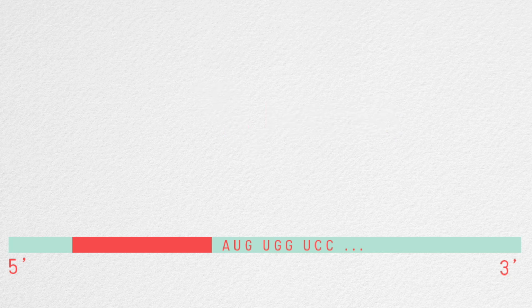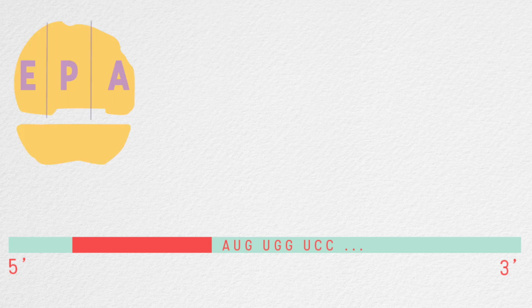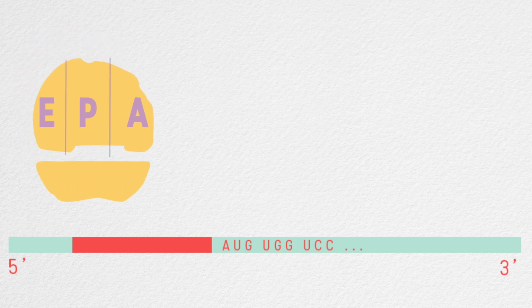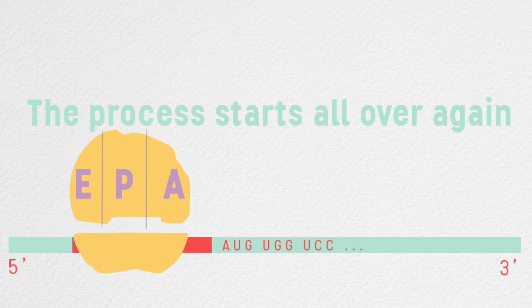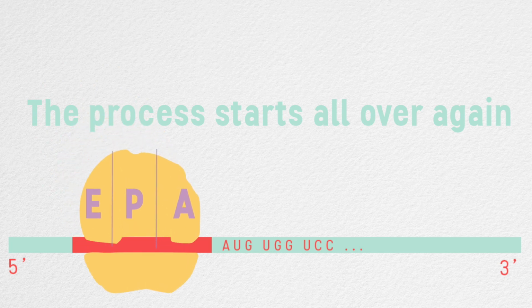So, now what? Luckily, translation equipment is very reusable. After the small and large ribosomal subunits separate from the mRNA and from each other, each element can, and usually quickly does, take part in another round of translation.